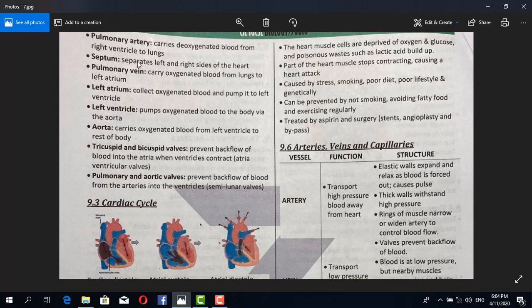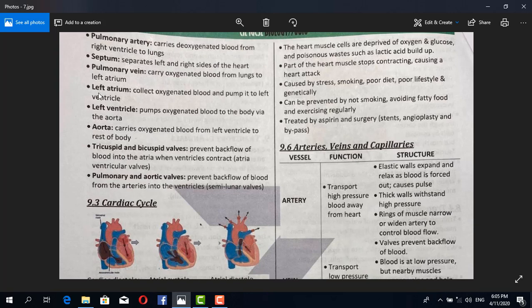The septum, we said, separates the left and the right side of the heart. The pulmonary vein, please do focus here. It's a vein, so you would just say it carries deoxygenated blood. But when it comes to the pulmonary, there's an exception. The pulmonary vein carries oxygenated blood from the lungs to the left atrium. But the pulmonary artery carries the deoxygenated blood from the right ventricle to the lungs.